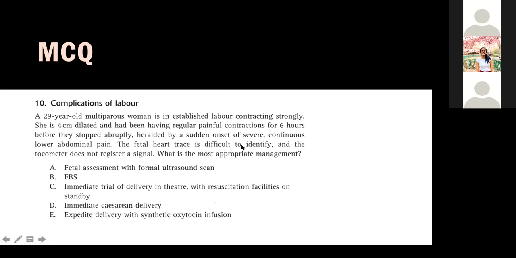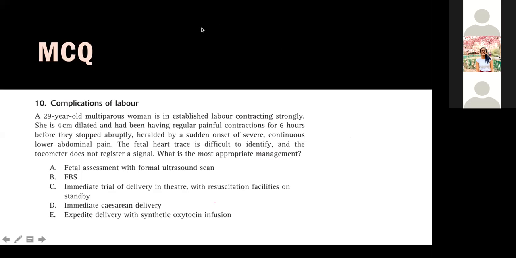Someone's asked, FBS is fetal blood sampling. Sorry, I should have clarified what that was. Someone asked what the answer to the last MCQ was. I'll go back to that after this one, no problem. So the answer is immediate cesarean section in this lady.